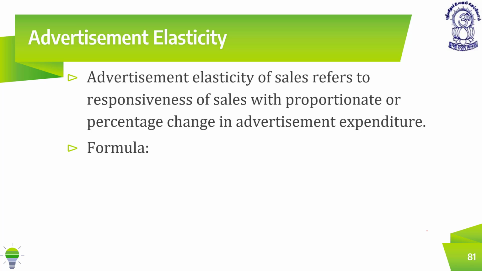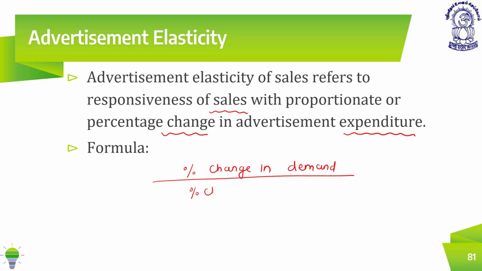Let's shift to our next topic, and that is advertisement elasticity. Basically, if we advertise a product and because of that the demand changes, that is known as advertisement elasticity. Advertisement elasticity of sales refers to the responsiveness of sales to the proportionate or percentage change in advertisement expenditure. The formula is percentage change in demand due to percentage change in advertisement expenditure.